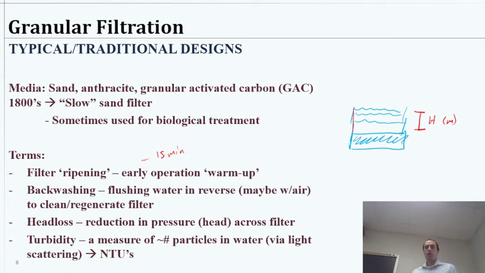So we want to avoid that. We can't do too high pressure. Columns can hold them a little better in that manner, which is why we can go a little faster with those. Okay, last thing is turbidity.